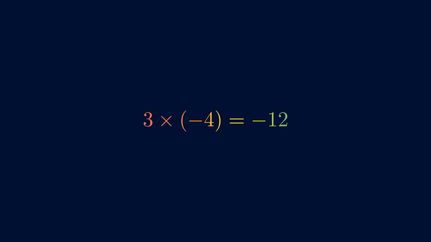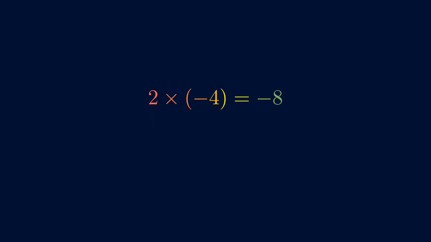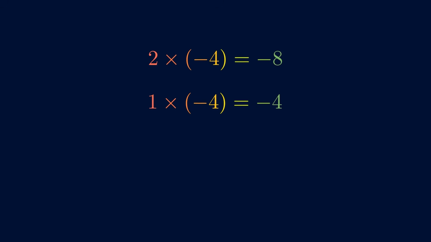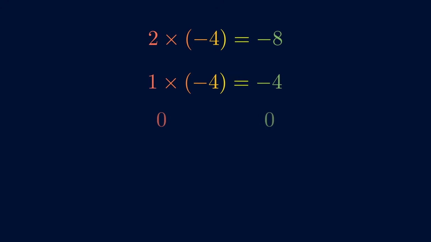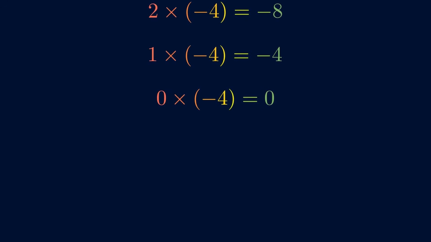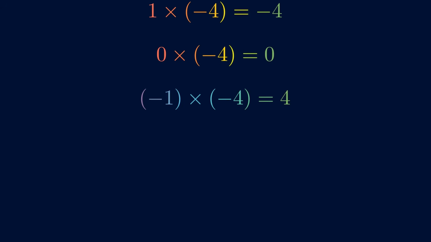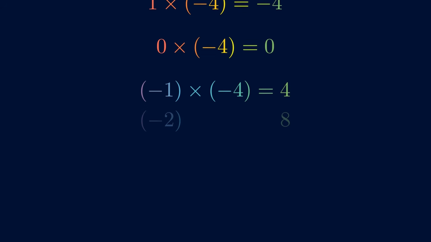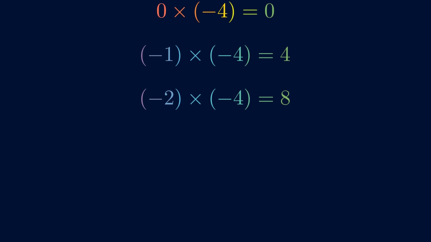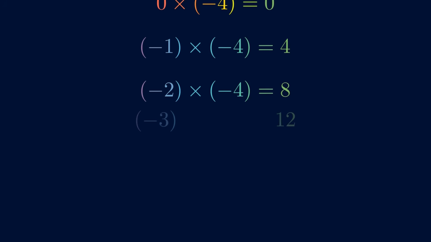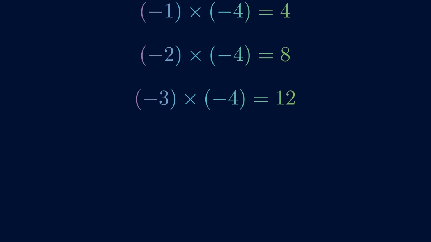Reduce the first number again. 2 times negative 4 equals negative 8. Then 1 times negative 4 equals negative 4. Then 0 times negative 4 equals 0. Notice what is happening. The answer is increasing by 4 every time. So if the pattern continues, then the next answer must be negative 1 times negative 4 equals 4. Then negative 2 times negative 4 equals 8. Then negative 3 times negative 4 equals 12.